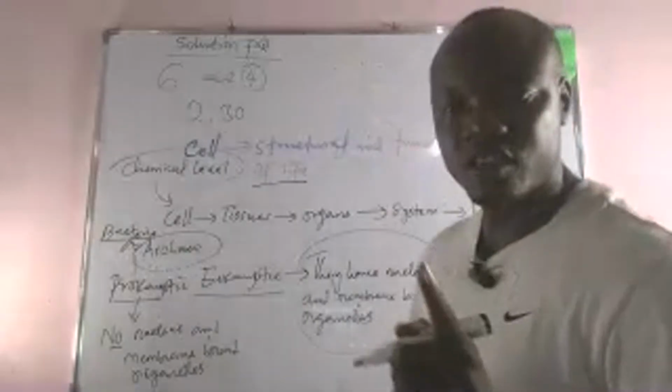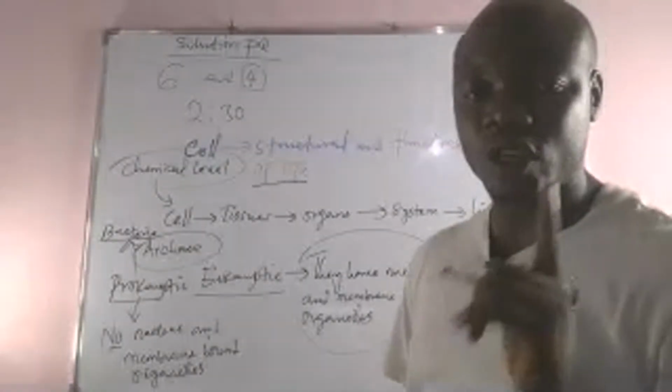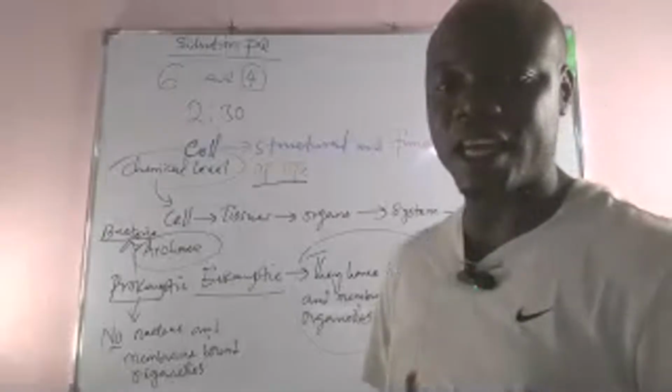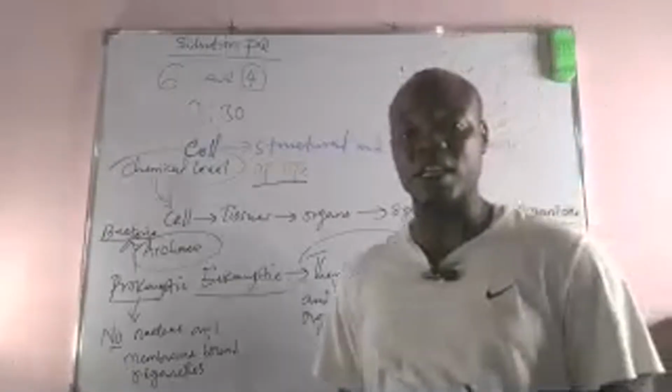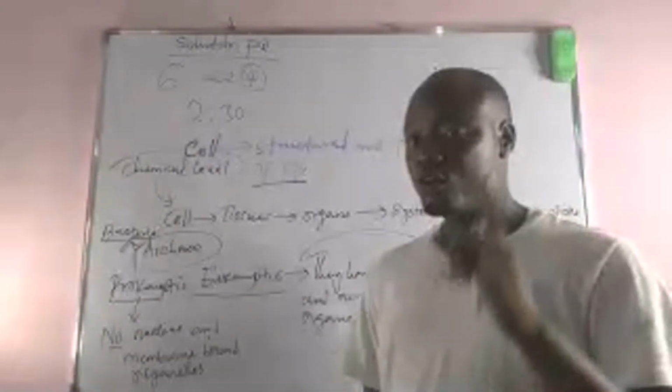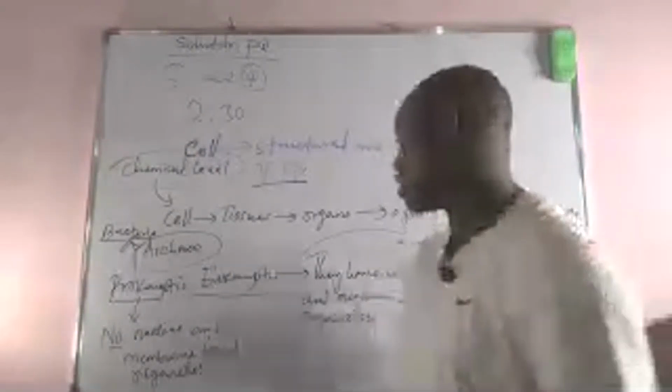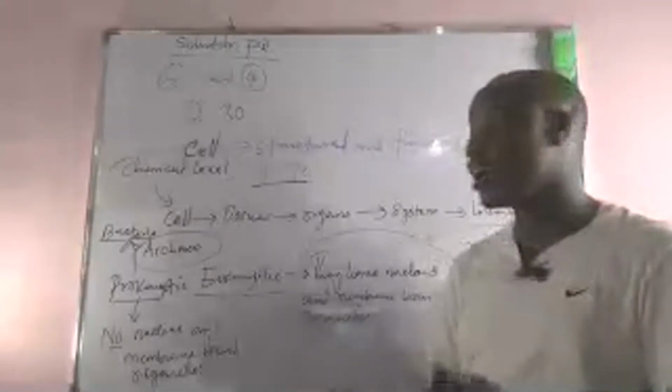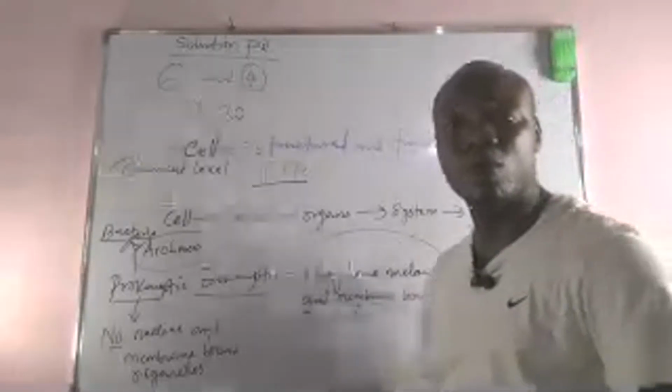Please, at this stage, virus is not a complete living organism. Rather, it is called a particle. You see, this is how many students are failing exams. Fungi is not prokaryotic. Then examples of eukaryotic organisms, that is those that have a nucleus and membrane-bound organelles.